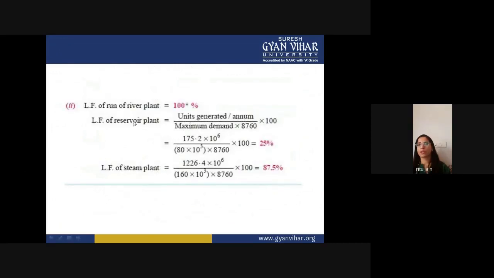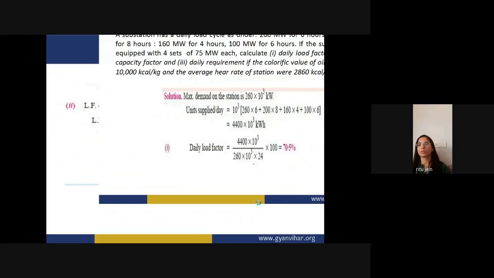Now the load factor of a reservoir plant is units generated divided by maximum demand into 8760. This is 25%, and the steam plant load factor is 87.5%. So you can compare these three plants and their load factors. The maximum load factor is for the run-of-river plant. After that is the 25% for the reservoir plant, and the load factor of a steam plant is 87.5%.